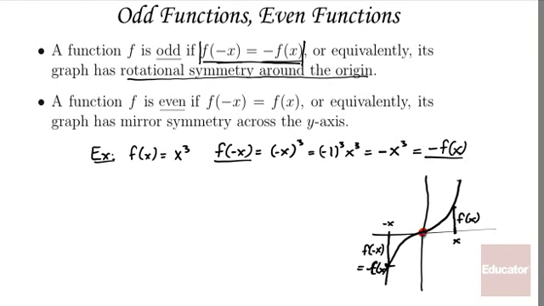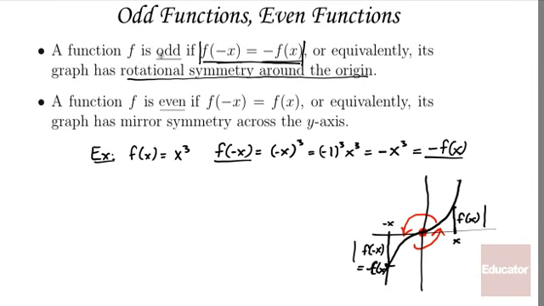If you put a big dot on the origin, and if you spun this graph around 180 degrees, it would look the same, and that's because of f of x and f of negative x being opposites of each other. So if you spin the graph around 180 degrees and it looks the same, if it looks symmetric with itself, that's called an odd function.